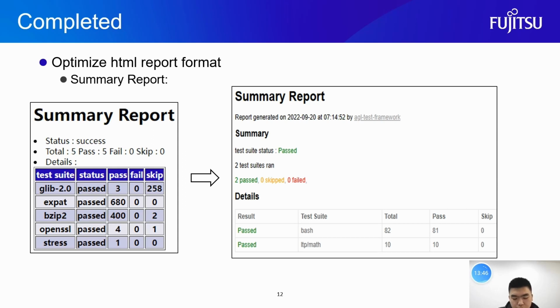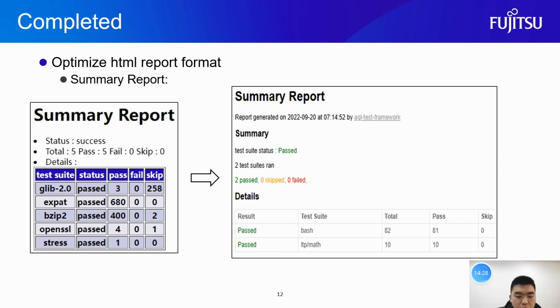Optimization point 2. We have improved the color matching. For example, pass of the green marker, skip of the orange marker, and failed of the red marker. These changes are mainly due to the fact that our framework may run thousands of test cases. If not distinguished by color, like the old version, the screen was totally black. Therefore, users would find it more difficult to locate failed use cases.